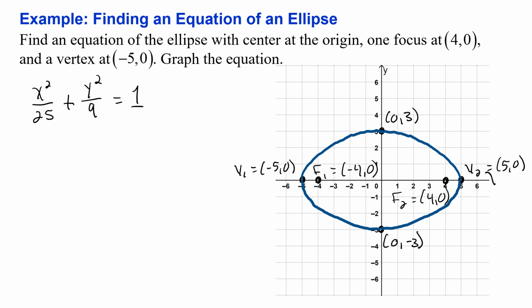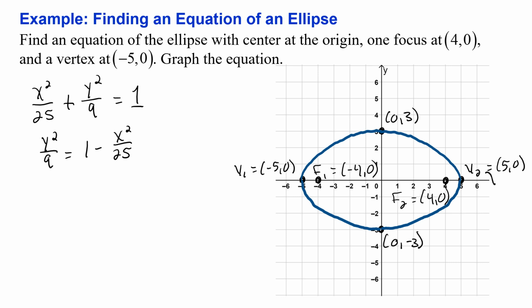Now we can check our work using a graphing calculator, but keep in mind in order to do this, we would first need to solve our equation for y. So if we take the equation x squared over 25 plus y squared over 9 equals 1, let's isolate the y squared over 9 term on the left-hand side. We will subtract x squared over 25 from both sides of the equation, and we can write y squared divided by 9 equals 1 minus x squared divided by 25.